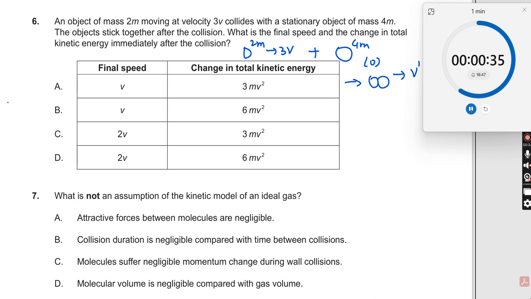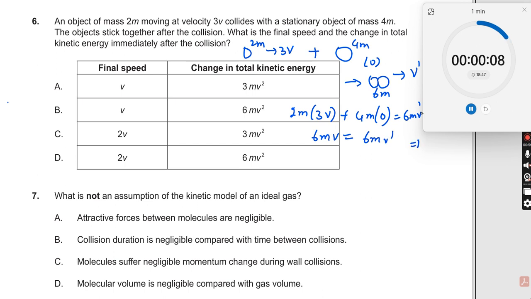So now we can apply the conservation of momentum. Though it is an inelastic collision, still you can apply. The sum of the initial momenta should be equal to the final momenta: 2m into 3v plus 4m into 0. What is the final momenta? 2m plus 4m is 6m, 6m into v dash, right? So therefore, I get 6mv should be equal to 6mv dash, or v dash is equal to v.